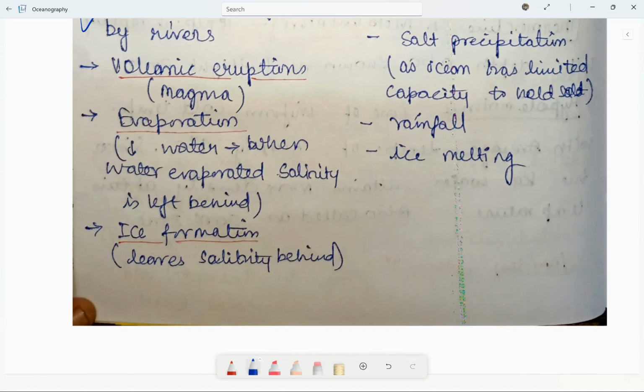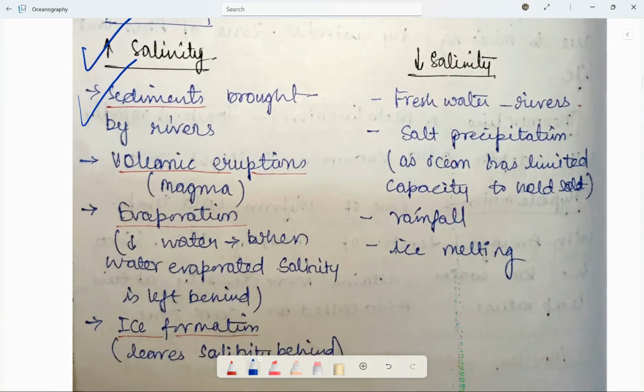Similarly, with ice formation, when the ice forms, it leaves all the salinity behind, thus resulting in an increase in the salinity level of oceans. So these are the four causes which result in an increase of salinity: sediments, volcanic eruptions, evaporation, and ice formation.